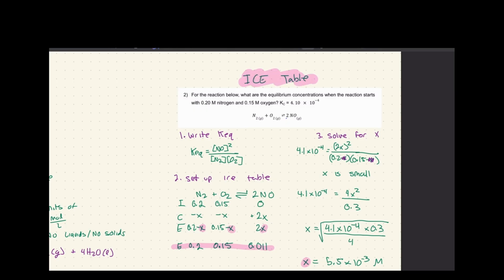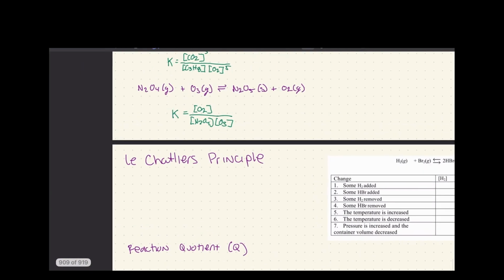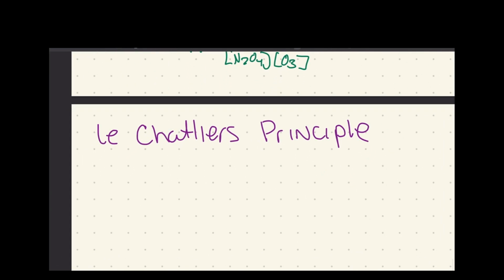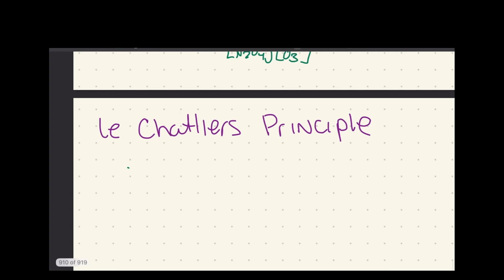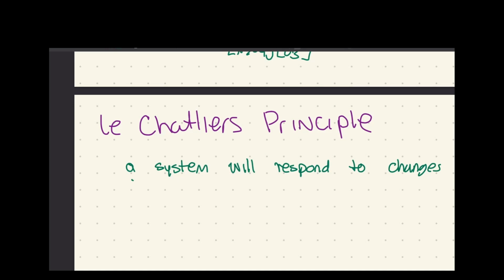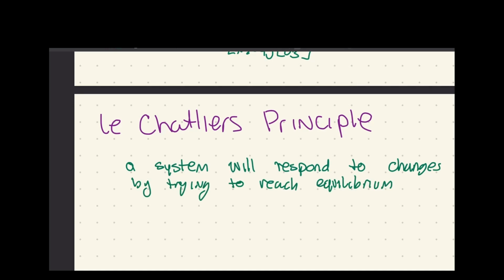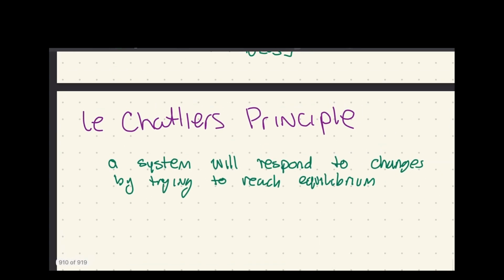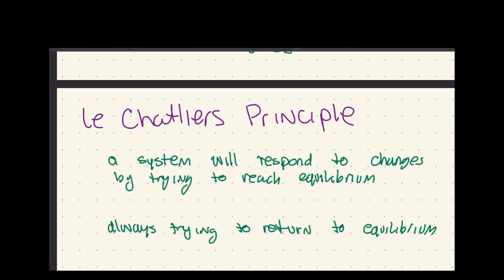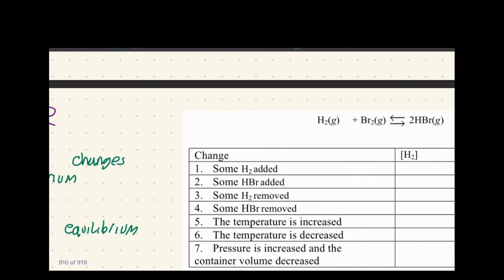Now let's look at what happens when we shift the equilibrium. That's going to be Le Chatelier's Principle. Le Chatelier's Principle says a system will respond to changes by trying to reach equilibrium. This means that if I do something to the products, the reactants are going to shift to try to counteract that change. If I do something to the reactants, the products are going to shift to try to counteract that change. We're always trying to get back to equilibrium. Let's look at what this means with some examples.